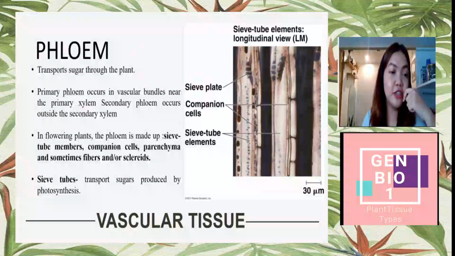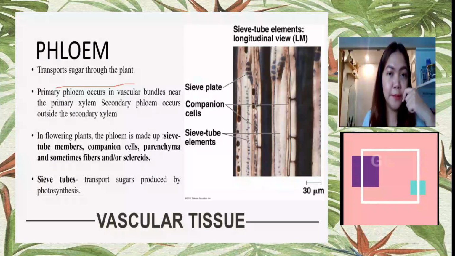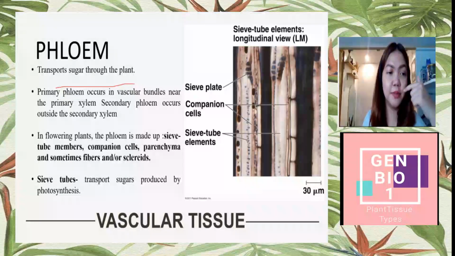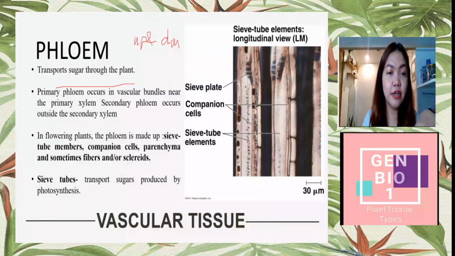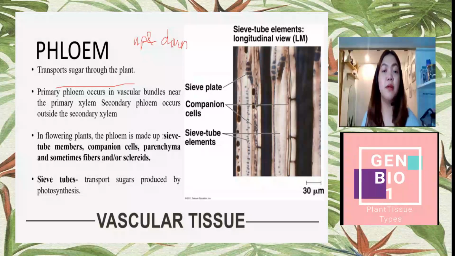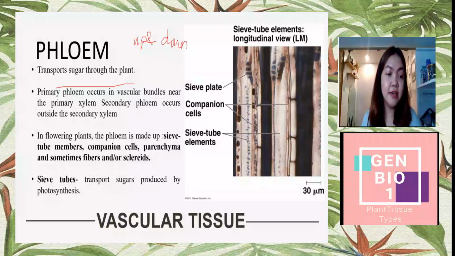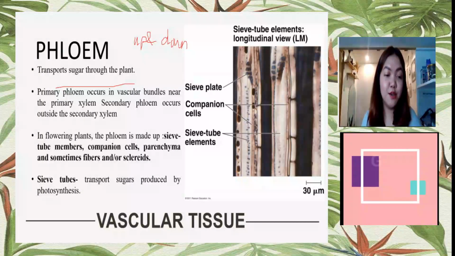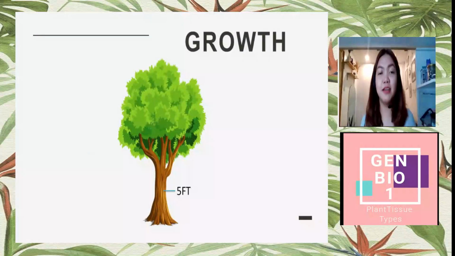In phloem naman, it transports sugar through the plant. Okay, so the phloem, the movement naman or the transport of sugar all throughout the plant is up and down. So wala naman talaga siyang particular direction. So it's up and down, whichever is parang most possible, okay lang yon. So in flowering plants, the phloem is made up of your sieve tube members and these cells. And sieve tubes pa rin yung nag-transport ng sugar produced by photosynthesis. Okay? Now we're done with your tissues.